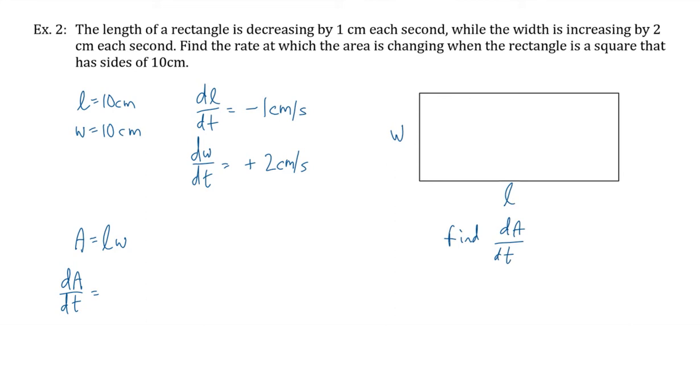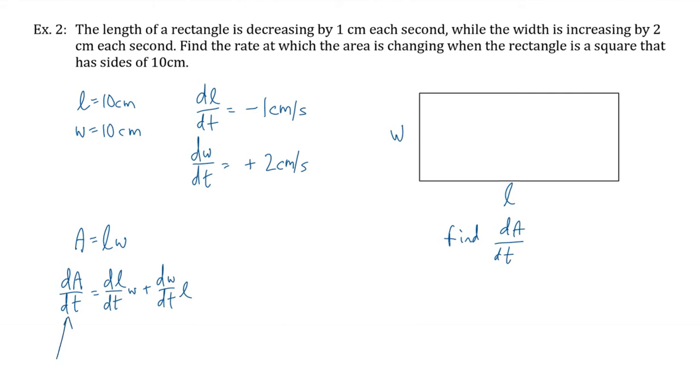So the derivative of the first times the second plus the derivative of the second times the first. So it's a little bit more complicated than we might have recognized in the beginning. But because we have all these values, this is what we're trying to find.